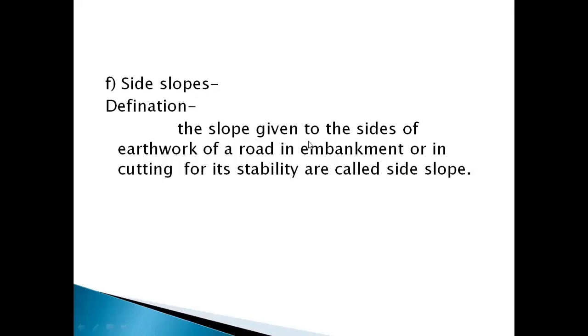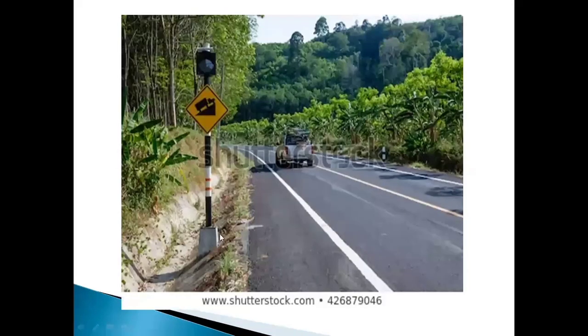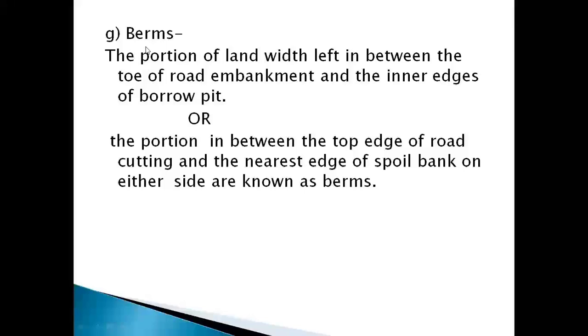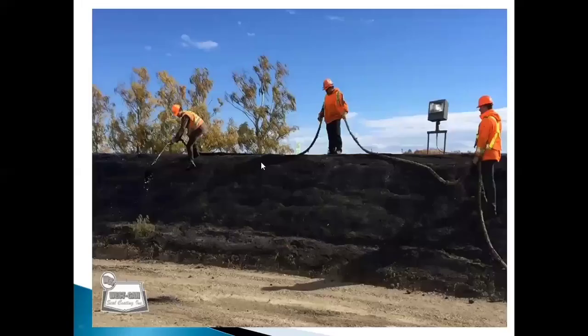The slope given to the sides of earthwork of a road in embankment is called a side slope. See in this picture, there is a side slope to the road. Then the next term is berms. The portion of land width left between the toe of road embankment and the inner edge of borrow pit is called a berm. This is the berm of the road.